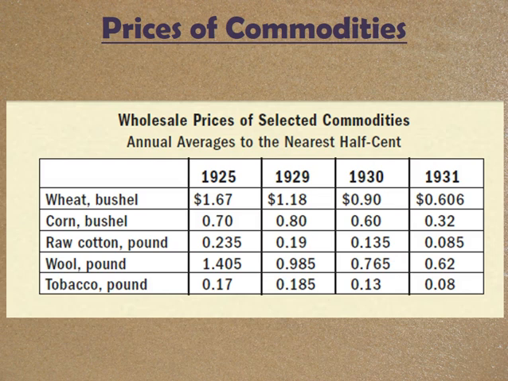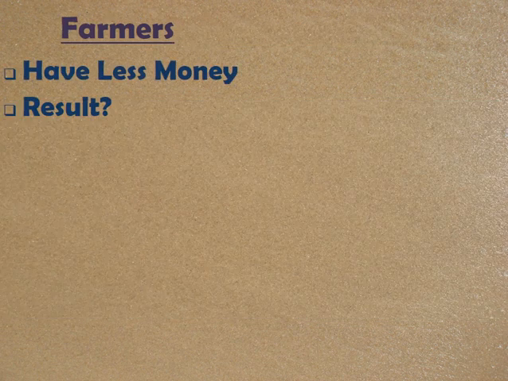If we start to look at the wholesale price of some selected commodities, in 1925, a bushel of wheat cost $1.67. By 1931, that was down to 60 cents. Or a pound of wool in 1925 was $1.40. That number drops by more than half by 1931, at 62 cents. And so you can see the value of goods, the profit that farmers were making, went down significantly in the later part of the 1920s and into the 1930s.